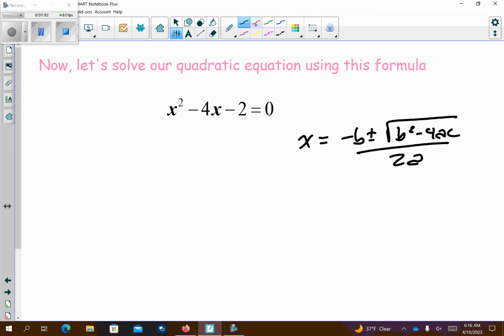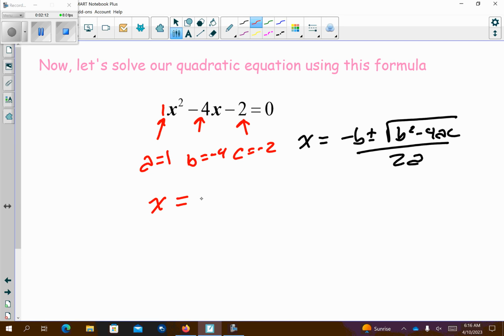So let's take a look at this. Remember, my a value goes along with my x squared term, so this would be a 1. My b value goes along with the x term, so my b value is -4, and my c value does not have a letter attached to it, so my c value here is -2. So we can plug into our formula.